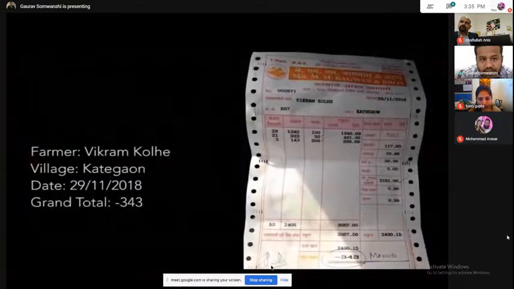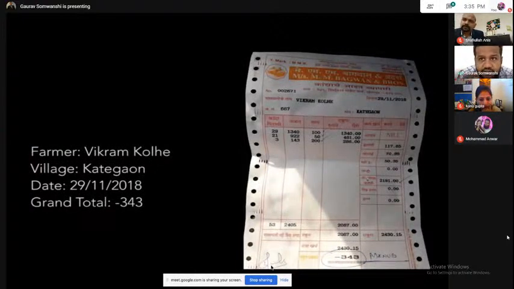So what you have in front of you is a real receipt of a farmer named Vikram Kole, where he went to sell 1300 kilograms of onions, but instead of getting any money, he was asked to pay money because the middleman basically slapped transportation and storage charges upon the farmer, Vikram Kole, and he was simply scared away. And this is not an exception. This is the norm, because the model of a small landholding Indian farmer being independent and sustainable is impossible. So farmers are coming together and trying to form farmer collectives, which is where I work. 8,000 farmers have come together and they are all working in unison.